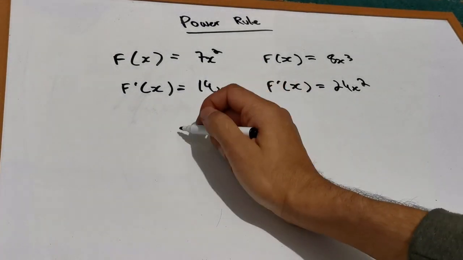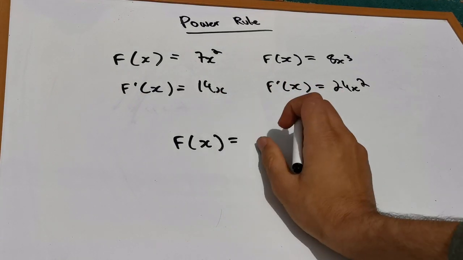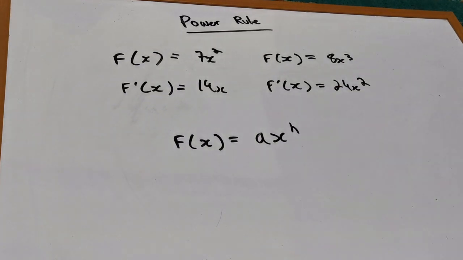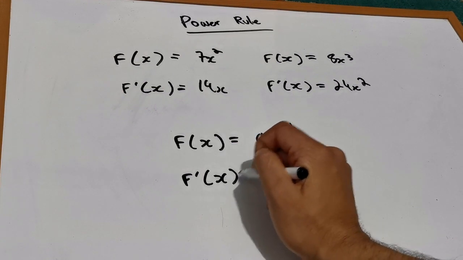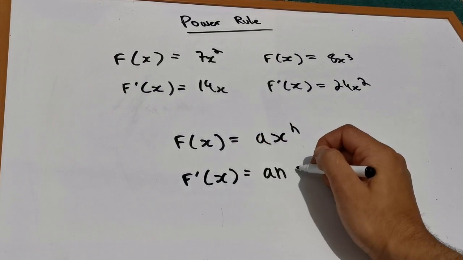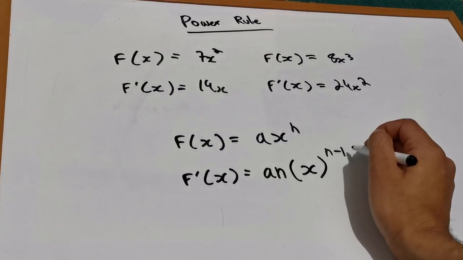I'll show you. So this is just generalizing it. Say f of x is equal to a times x to the power of n, where a and n are any integer or fraction. So f prime of x would then be equal to a times n, so you bring down the power, multiplied by x to the power of n take away 1.